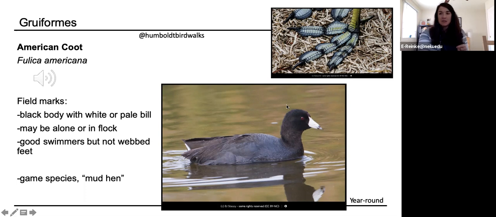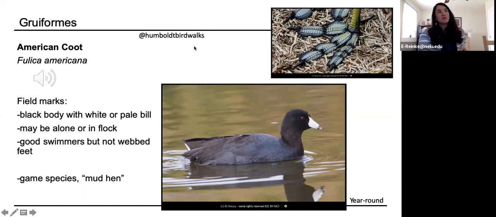These are a game species. So if you remember, Nikki Strahl was telling us about how duck hunting season just started. These are one of the species that can be hunted. However, a lot of hunters don't prefer them. They're kind of called mud hens. I've never eaten them, so I'm not sure why. Maybe they don't taste as good. But they are considered a game species that can be hunted.